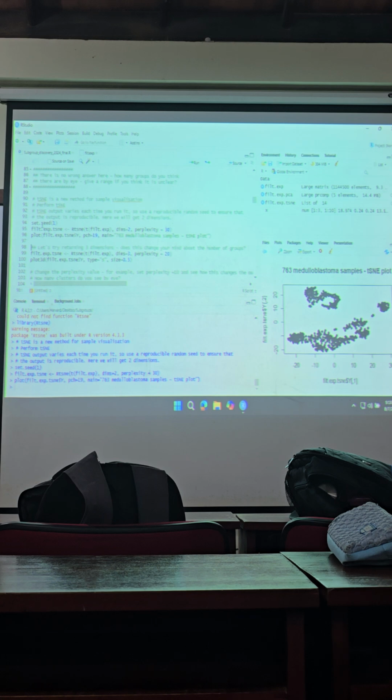Okay. Now, how many groups can you see here once again? It's around 3 to 4 groups, right? So mention that again. What will the perplexity finally be optimized for, 30 or 20? We did it with 10, 20, 30.